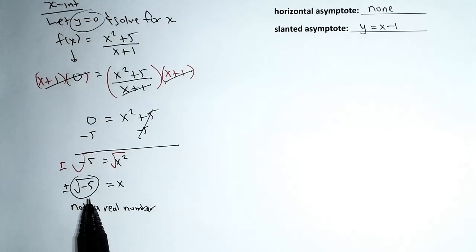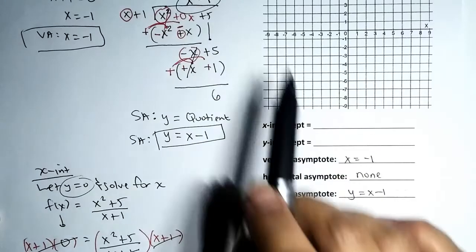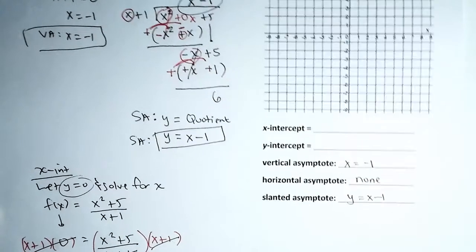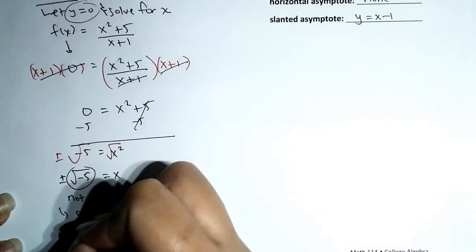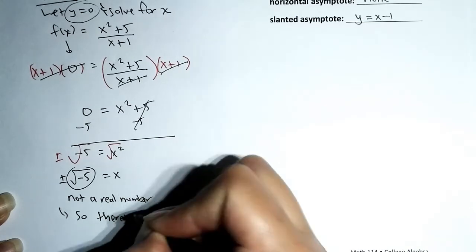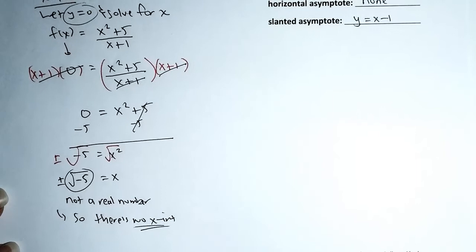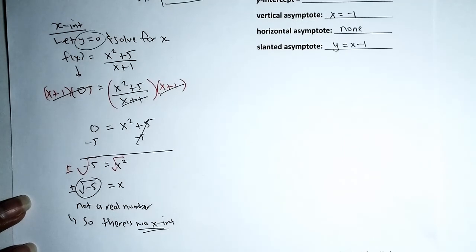But the thing is, x-intercepts have to be real numbers because we only have real numbers right here. There's no space for non-real numbers. So because x equals a non-real number, there's not going to be an x-intercept. So there's no x-intercept. Cool. So in terms of how we phrase it in our fill in the blank, same way we did for horizontal asymptote, we just write none.